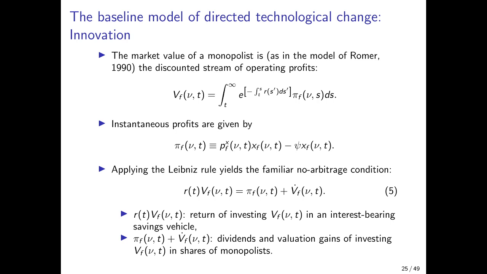what I get then is operating profits at each point in time, plus potential valuation gains of the share of the firm or of the patent itself, because if I sell it at a higher price in the future, then I earn a valuation gain. And these two have to be equal to each other, because otherwise a rational investor would only invest in the saving vehicle that yields the higher rate of return.